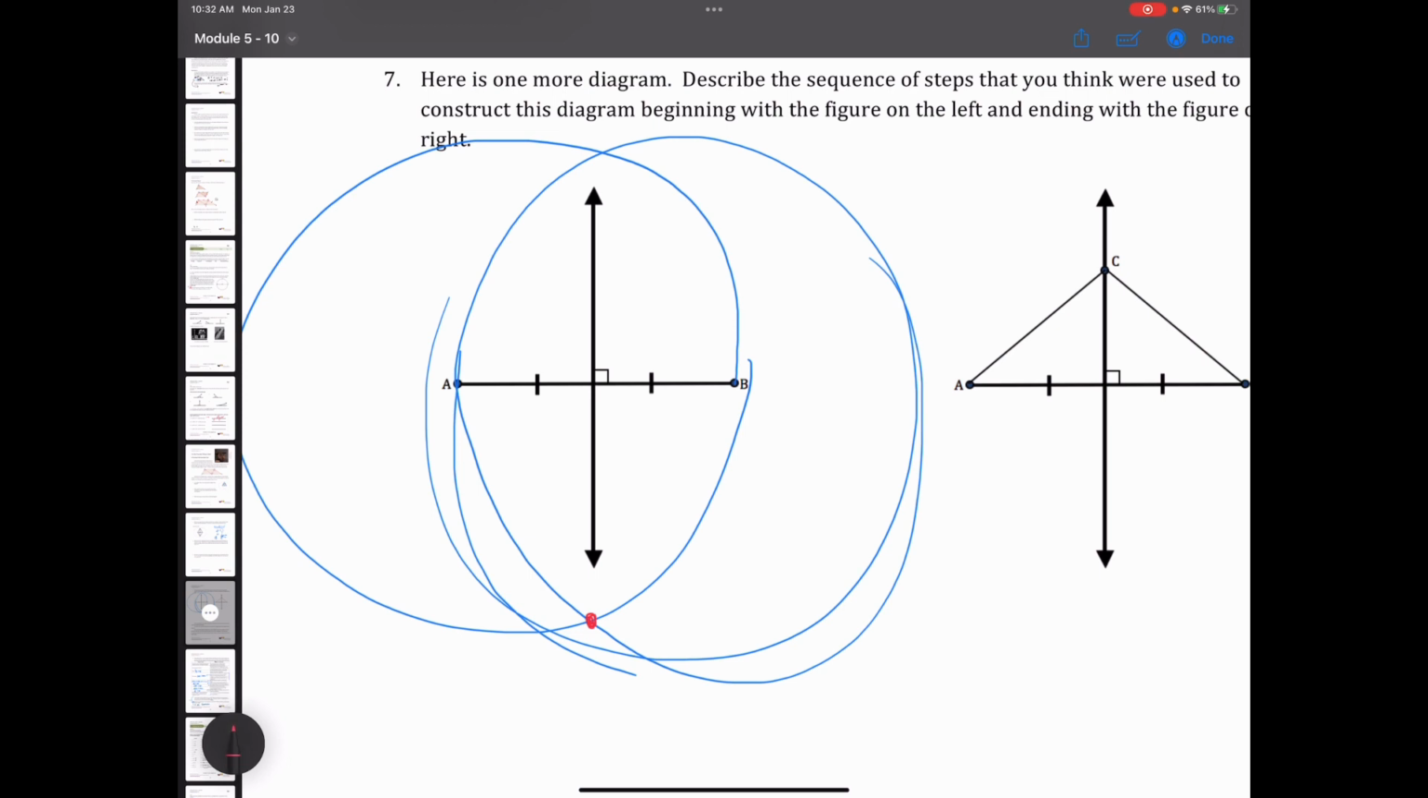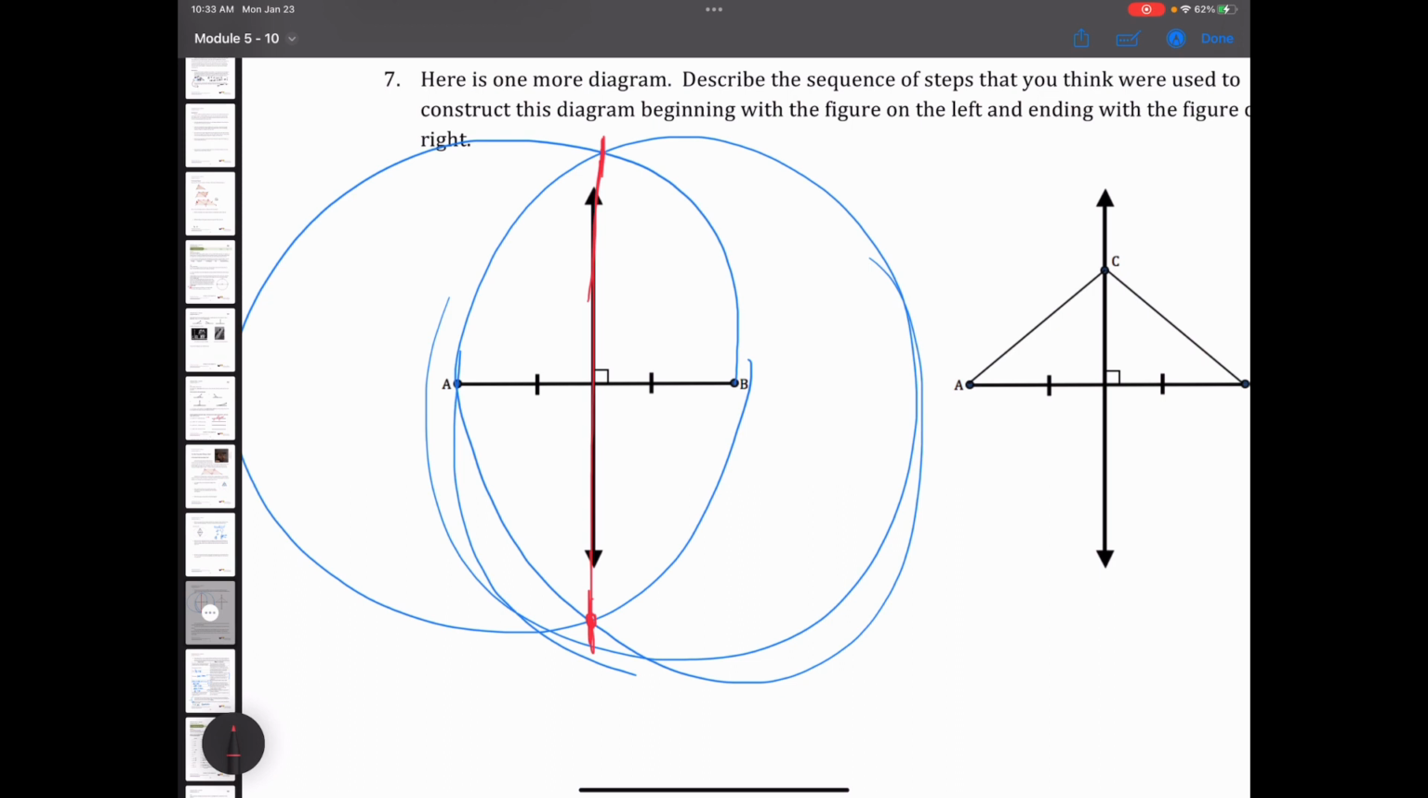So what they did was, from segment AB, construct two circles with radii AB, one at center A, one at center B. And then where those circles intersected, they connected those points, and that's the perpendicular bisector, right? That's, I think, what they did. So you need to now describe that. Write that down. And then you can also say they erased the circles.